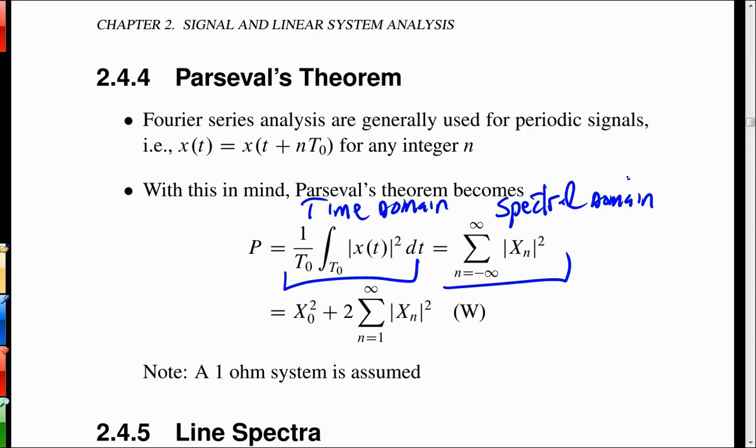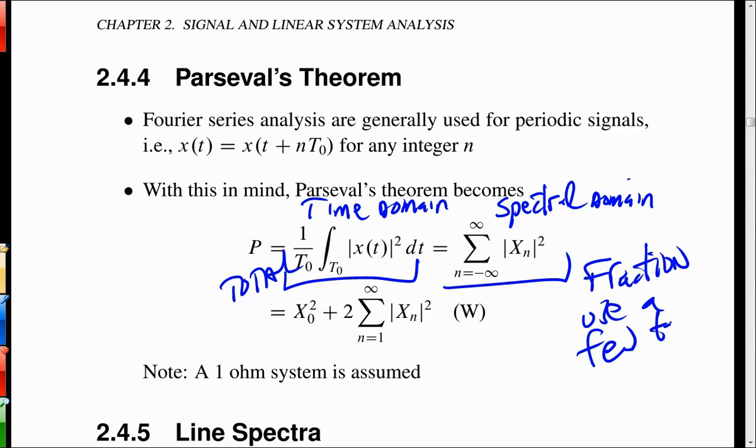To get the total power, it's easiest to work from this side over here. And if you wanted to get the fraction, then you would just use a few terms off of here. That makes sense, doesn't it? Just add up the power in the harmonics you're interested in, and you compare that to the total power.